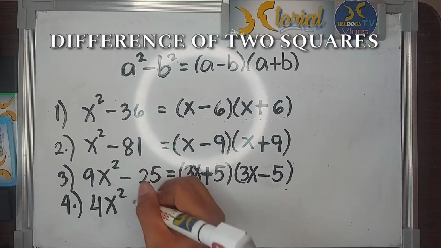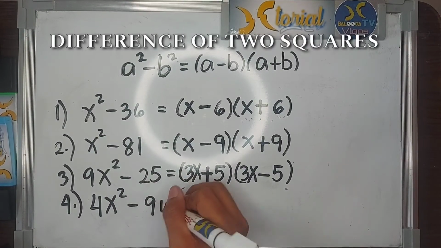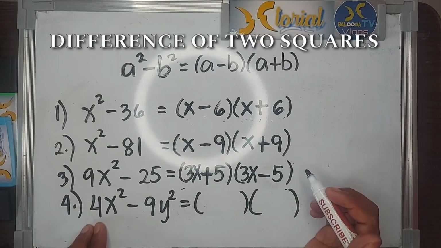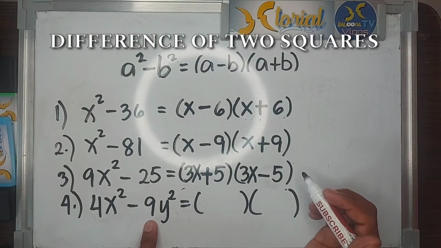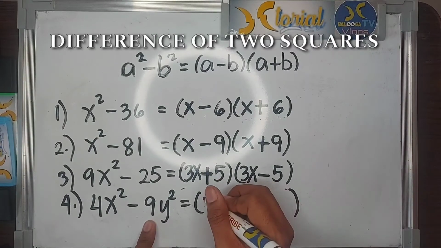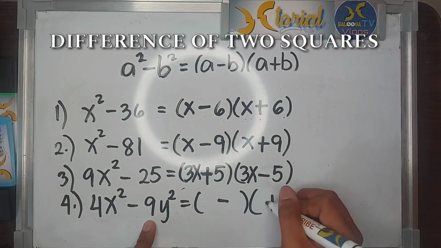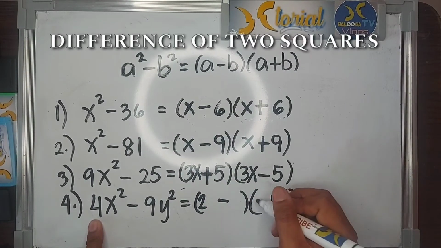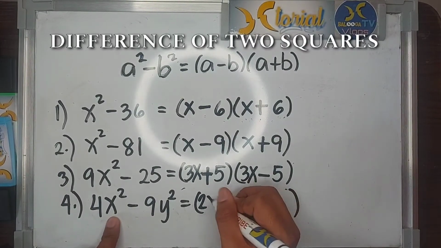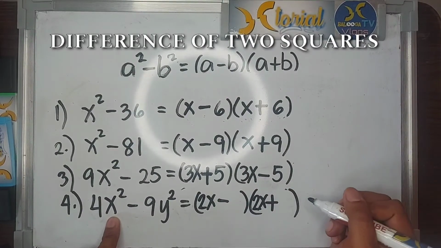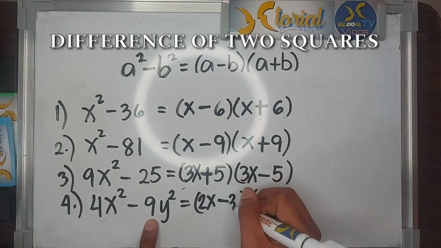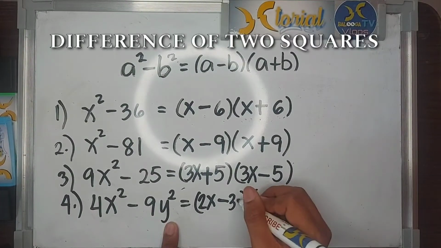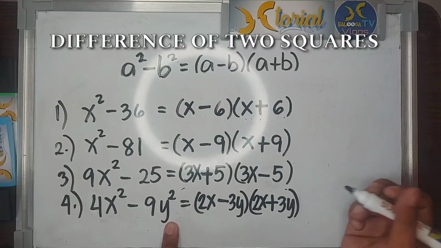Next, 4x squared minus 9y squared. Okay, so paano pag ganito? Perfect square number? Yes. Perfect square number? Yes. So we have minus and plus. Okay, saan galing yung 4? 2 times 2. Yung x squared, x times x. Yung 9, 3 times 3. How about y squared, y times y.